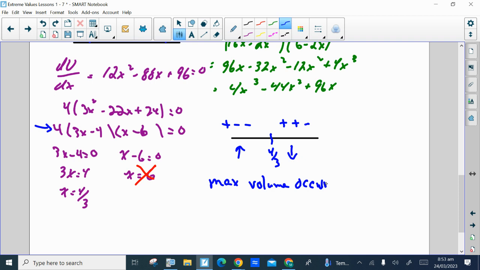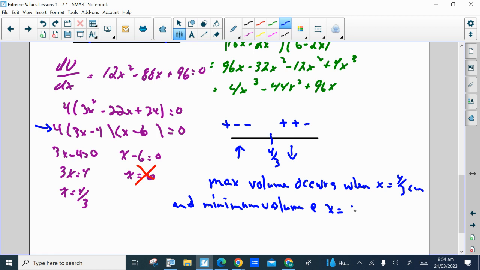occurs when x equals 4/3 of a centimeter, and the minimum volume will be at x equals 0. In other words, you don't have a box at all. So you've got a volume of 0.